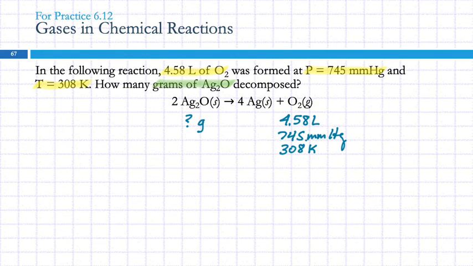So now let's think about grams to moles to grams and how we're going to alter that. Are we given information about the mass of a reactant or product? No, we're given the volume, the pressure, and the temperature of a gas.